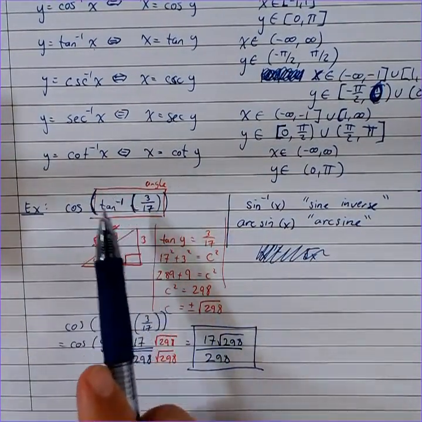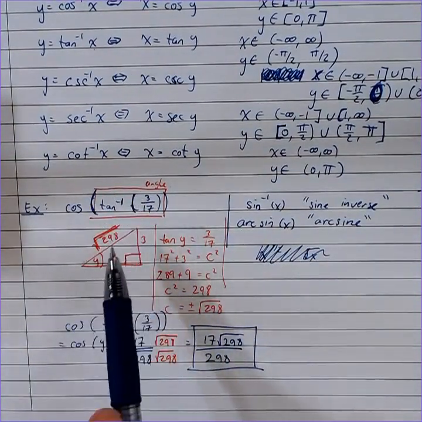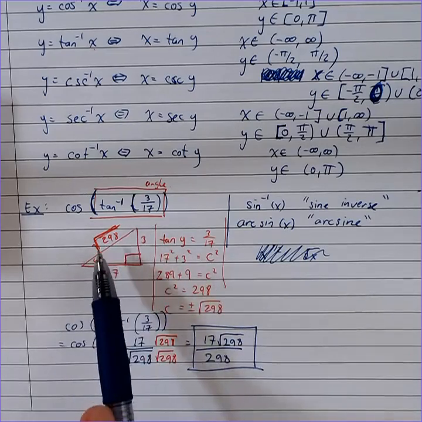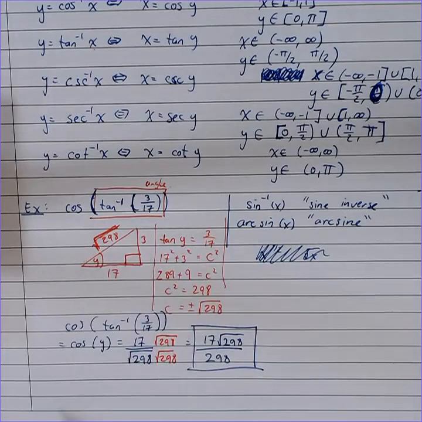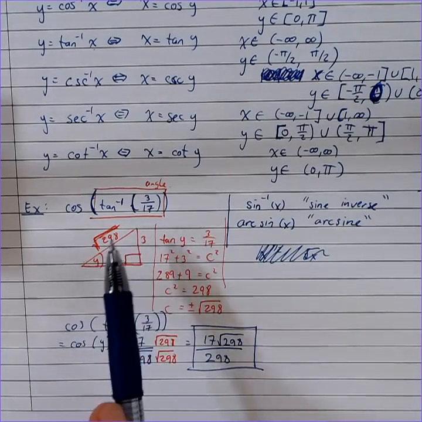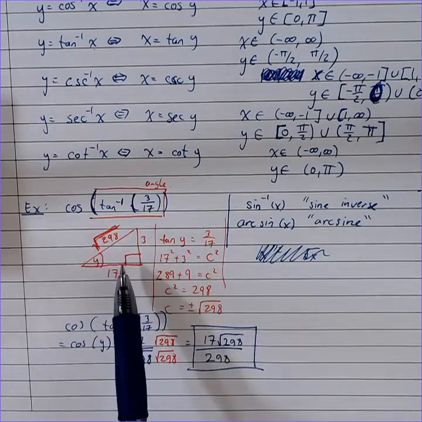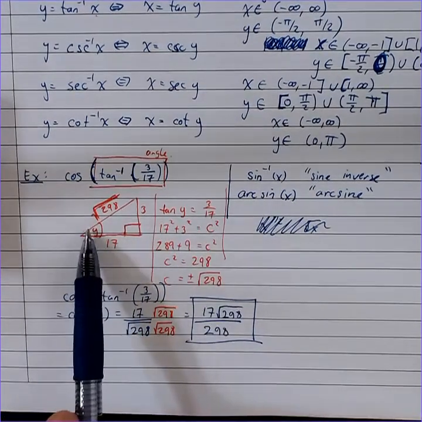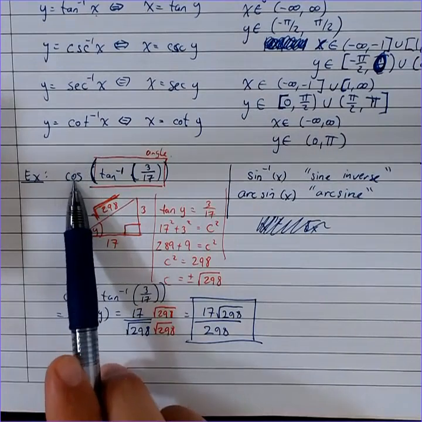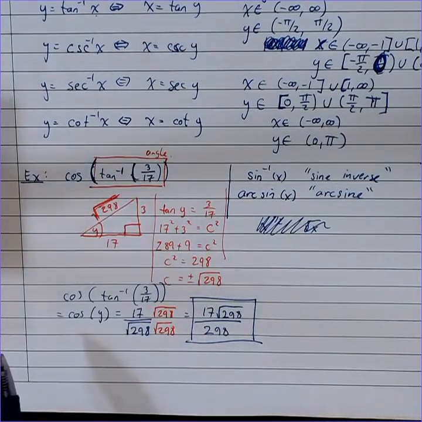Interpret this as an angle. Draw it out. You don't have to draw it out. If you can do this part in your head, that's fine. But since you guys can't see in my head, I draw it out. Once you interpret that angle and have the appropriate side lengths, you can then use the angle here to find this function of that angle.